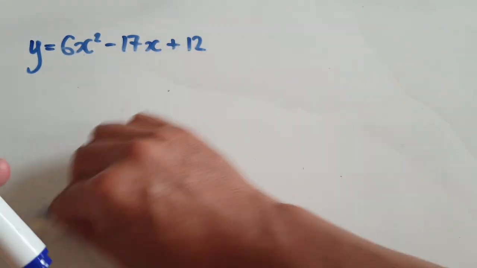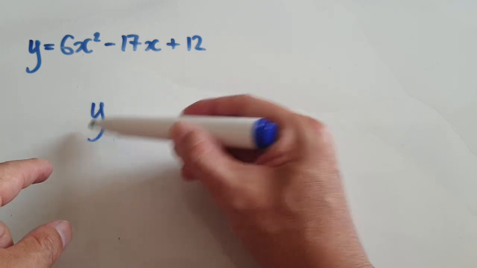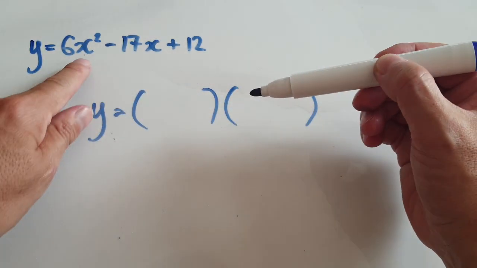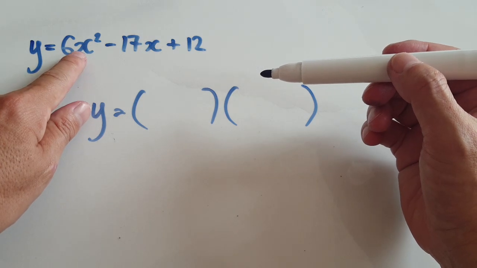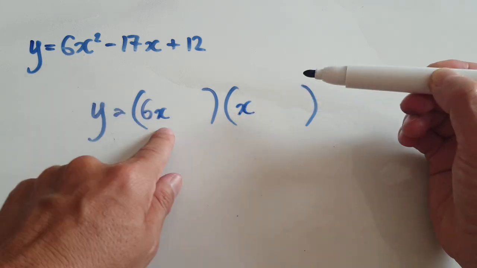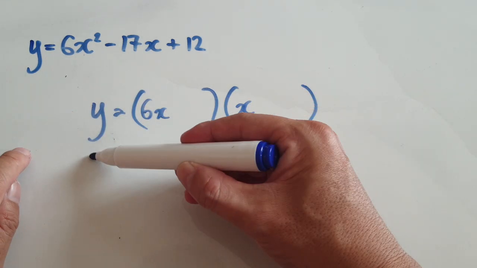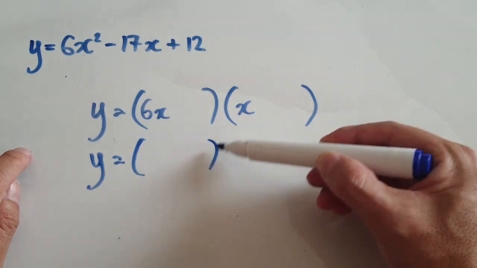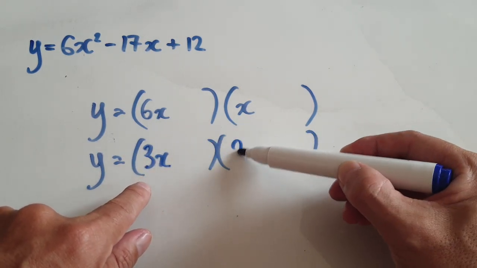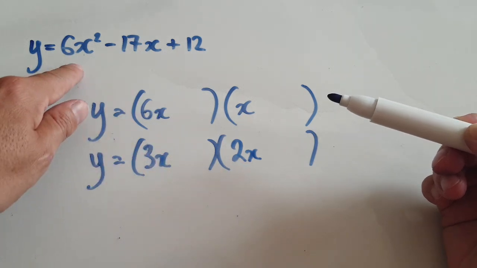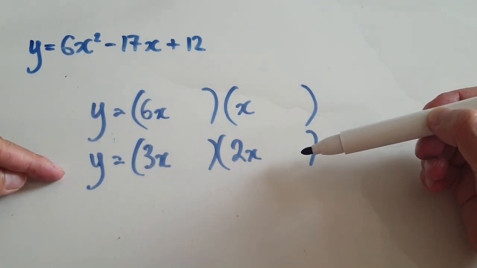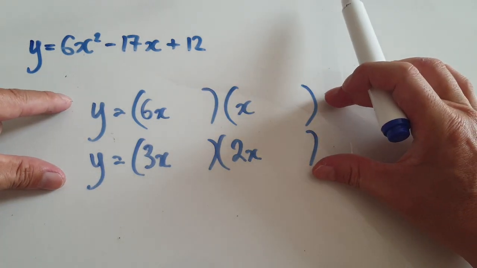So you have to rewrite it in this form, bracket, bracket, but this times this must be able to give you 6x squared. So it can be a 6x and an x here, because this times this will give you 6x squared. Or it could be 3x and a 2x, because this times this will give you 6x squared. So from here, we don't know which one to use. It could be the top one, it could be the bottom one. So we've got to take both scenarios into account.